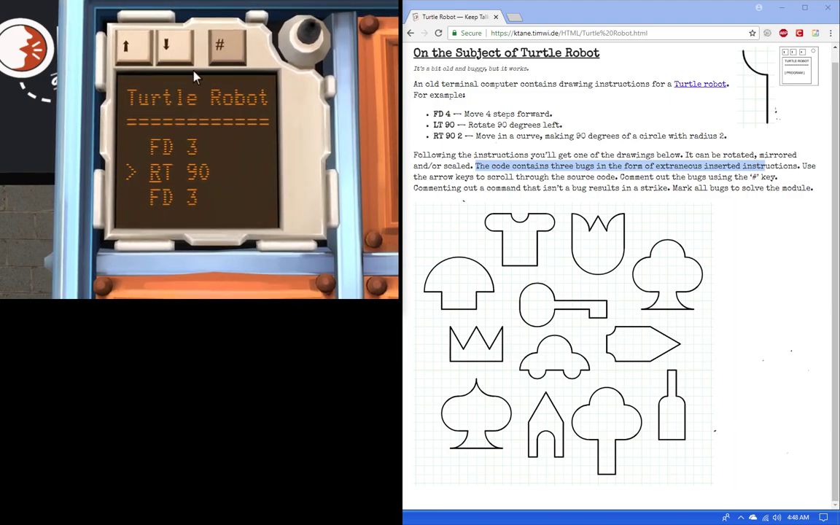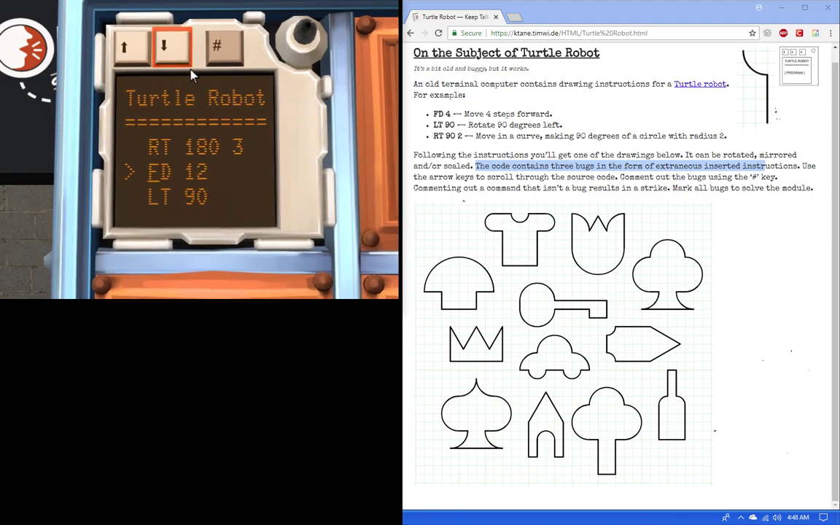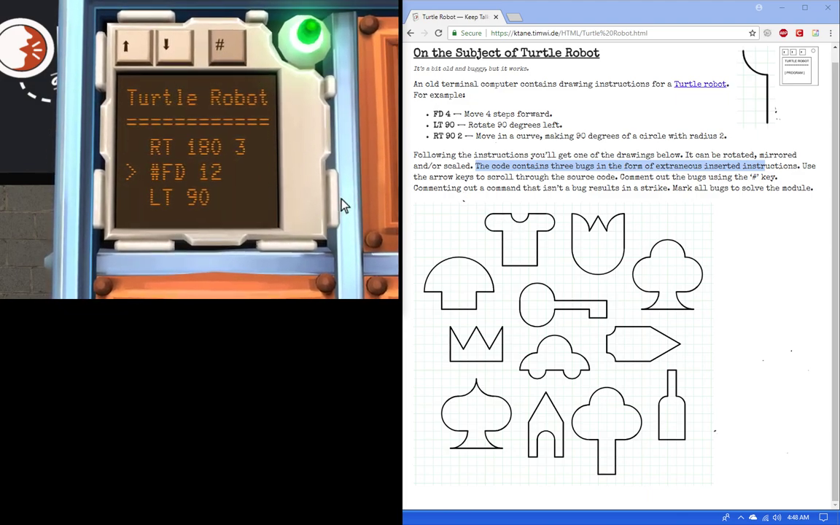RT 90. Yep. Forward 1. Yep. LT 83. Yep. Forward 1. It should be forward 2. Oh no, forward 2. My bad. Okay. Forward 2. And then LT 90. Okay, so I'm facing downwards. Now RT 183. 181. Yes, because if I'm looking at this, yes, okay. Then forward 12. Comment that one out. And that should be it.